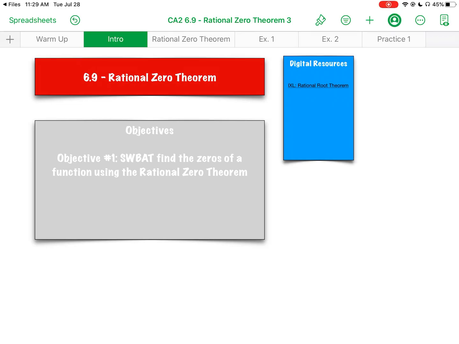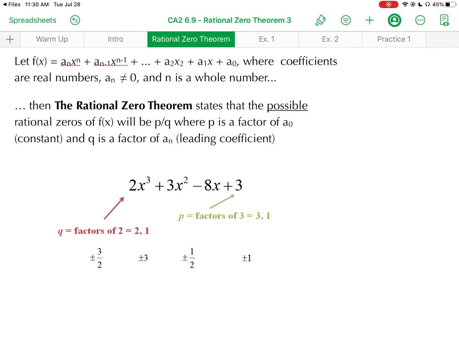All right, we're in our final section of the chapter. This is section 6.9, and we're going to be covering a very important theorem known as the rational zero theorem. This is a theorem that you're going to use to find zeros of a function when all of the other methods and approaches that we've learned so far in this chapter have failed us.